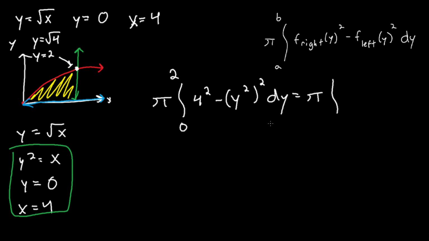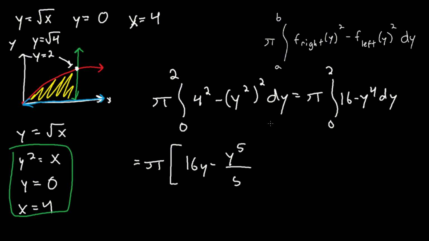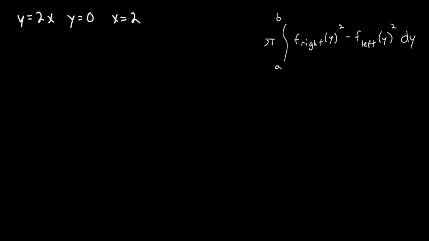Now that we have that, we can just simply solve for this integral. So the integral simplified, 0 to 2 of 16 minus y to the power of 4 dy, is equal to pi times 16y minus y to the power of 5 over 5 from 0 to 2. If we plug everything in, we just get pi times 32 minus 32 over 5.